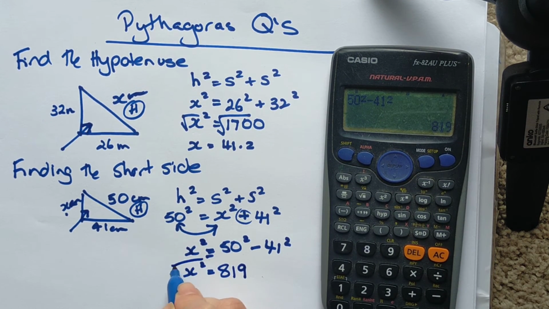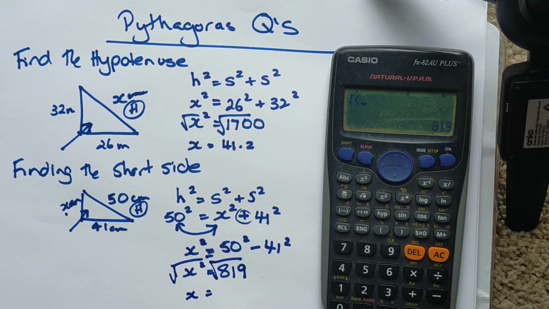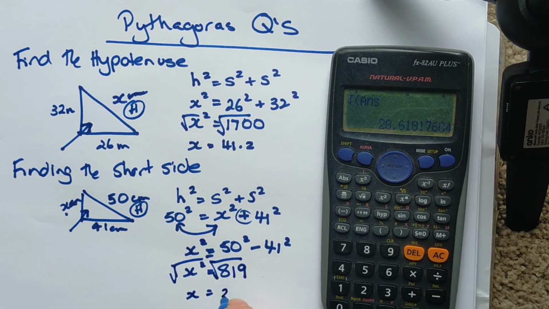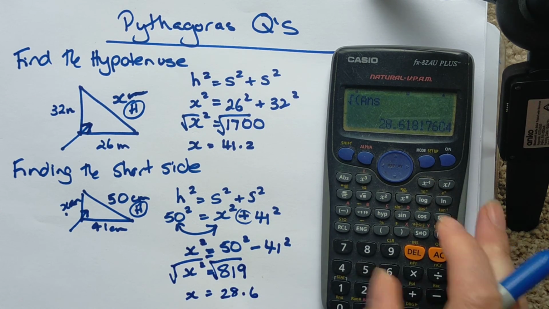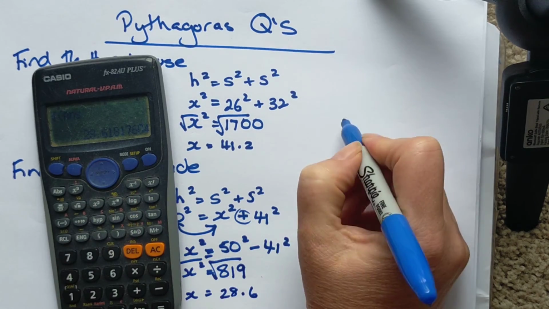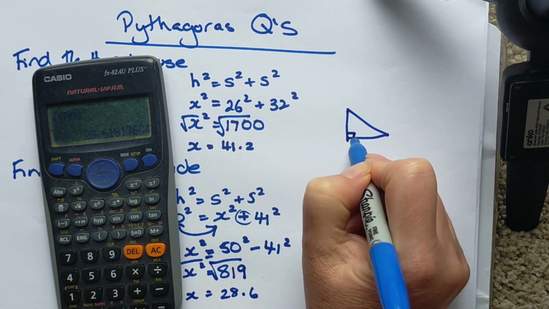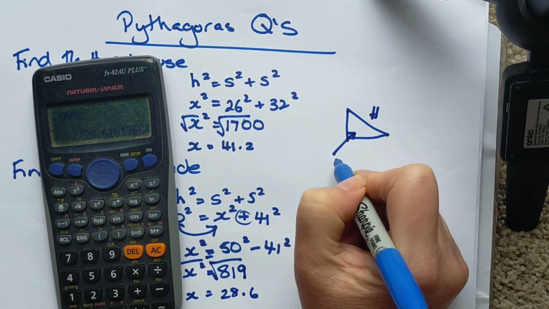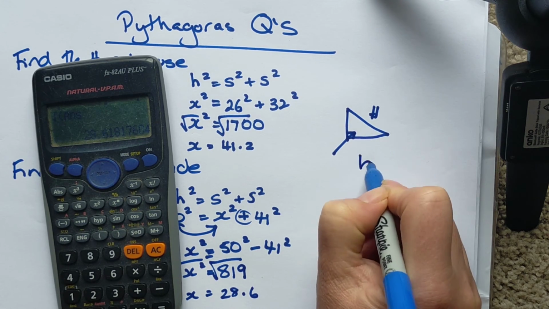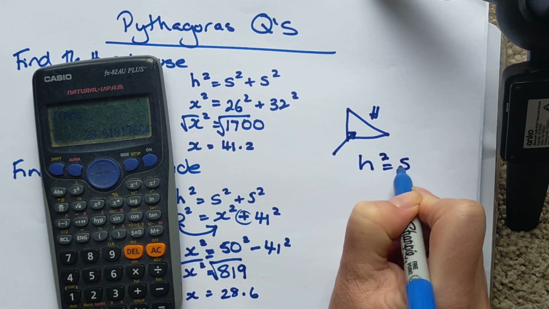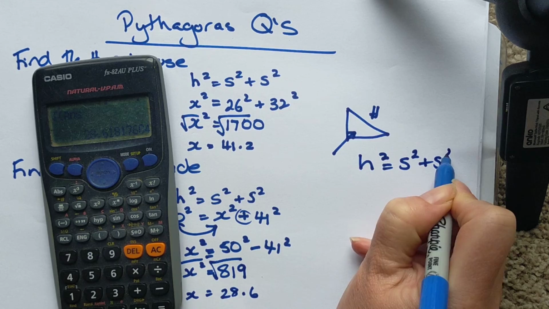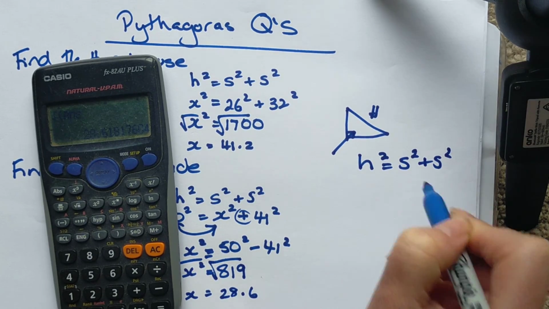Again, take the square root of both sides, and when we do that, we get 28.6. So first step will always be to find your hypotenuse, which will always be the side that's opposite the right angle. Second step will always be to write your rule. Hypotenuse squared equals side squared plus side squared.